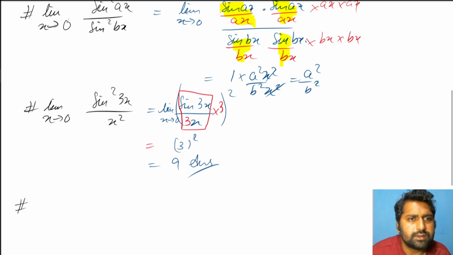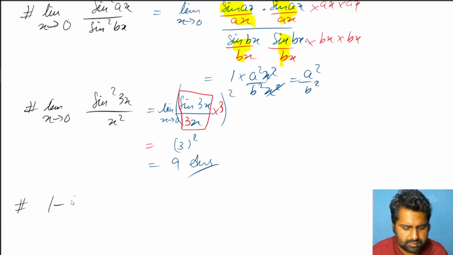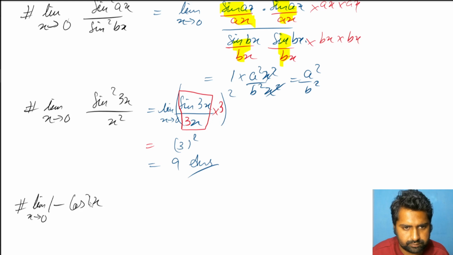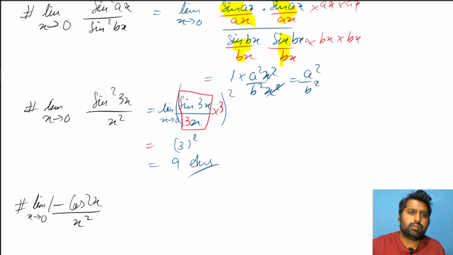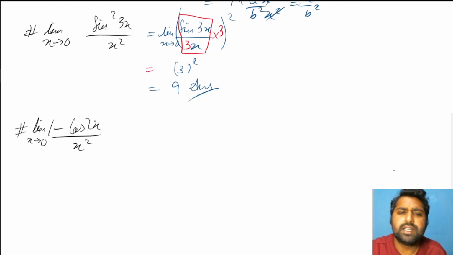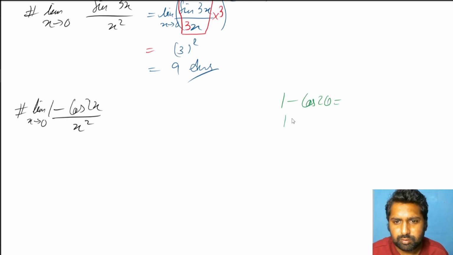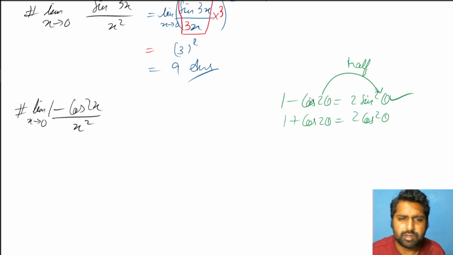The next level goes like this. Limit x tends to 0, 1 minus cos 2x by x square. Now remember from trigonometry, I specially emphasized one particular identity. I said that you will be using that again in limits. That identity was 1 minus cos 2 theta, 1 plus cos 2 theta, both. 1 minus cos 2 theta is 2 sine square theta. Do the half of the angle. 1 plus cos is 2 cos square, although it will not be used this time. Most of the questions will be like this only, 1 minus cos, 1 minus cos.